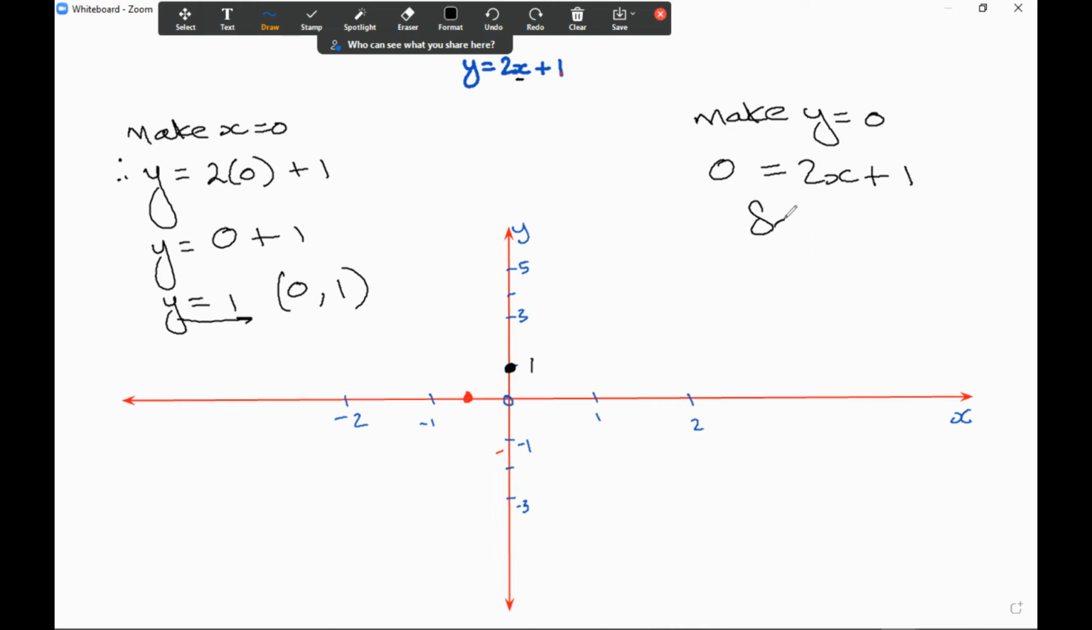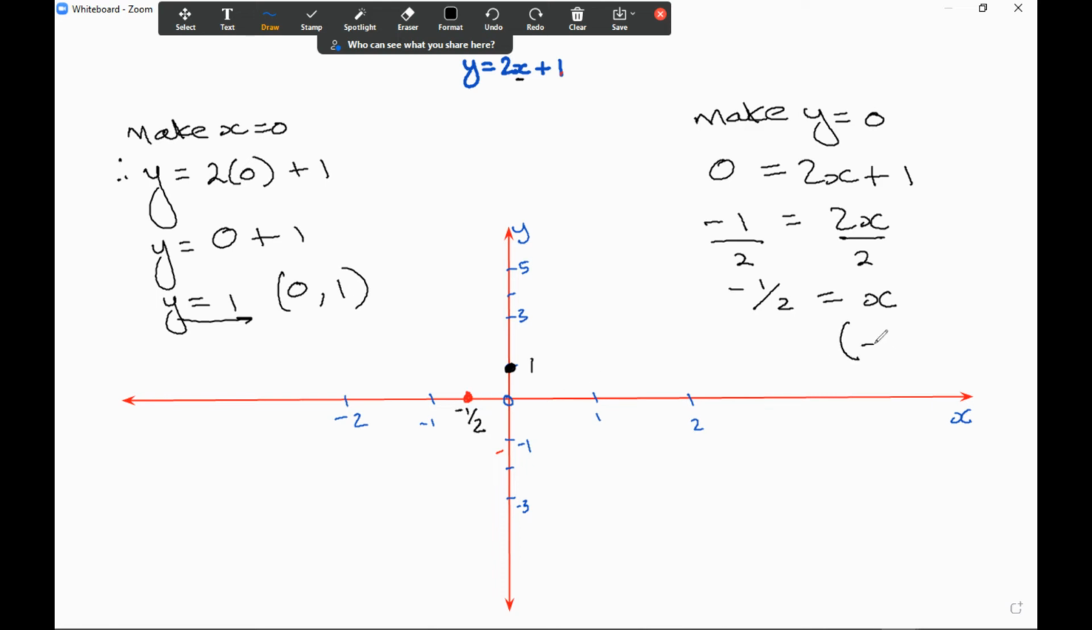When I make y equal 0, I get 0 equals 2x plus 1. Now I have to solve for x. And we know how to solve equations. We've done this, right? Solve for x. So I'm going to move the plus 1 over to the left-hand side. It's going to become -1. And then I'm going to divide both sides by 2. So x is going to become -1/2. So -1/2 will be over there.